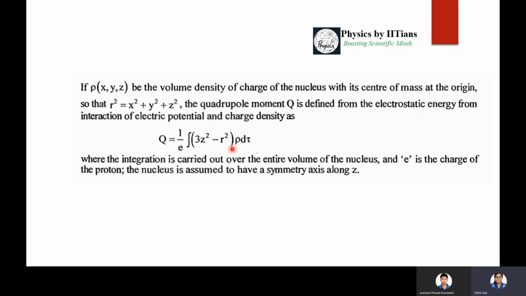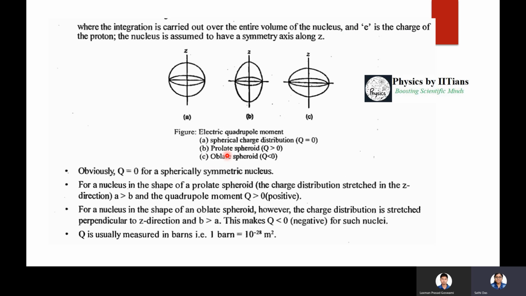Okay. So please friends, I request you to consult the book Nuclear Physics by S.N. Ghoshal. You will get all this derivation from that.